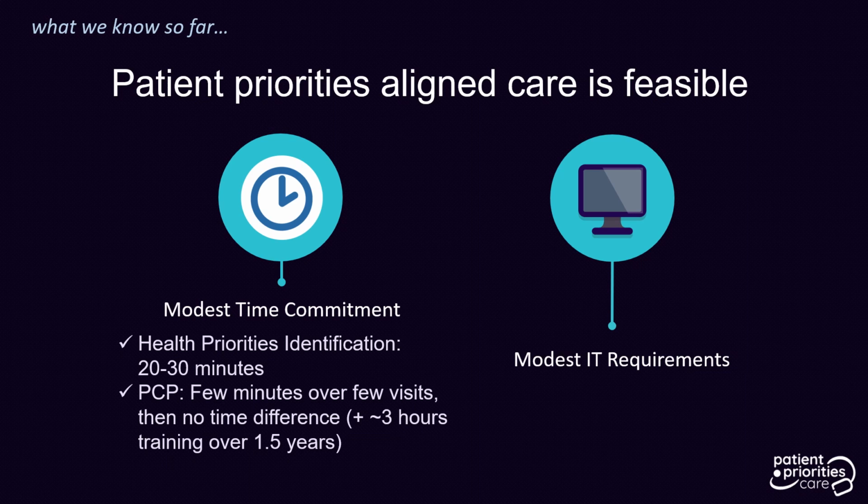The time for training and preparing when we were developing patient priorities care took about 3 hours total, spread out over a year and a half with the initial training and then feedback sessions. But we've been able to streamline the training quite a bit as we've learned more. Also important to know that incorporating patient priorities care into practice required relatively modest information technology requirements, suggesting that it can be pretty widely disseminated.